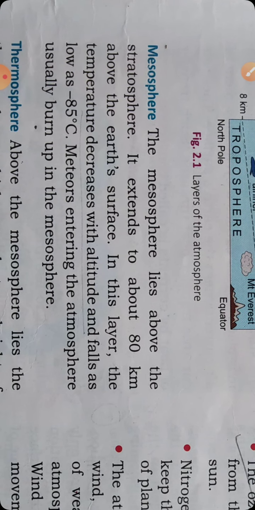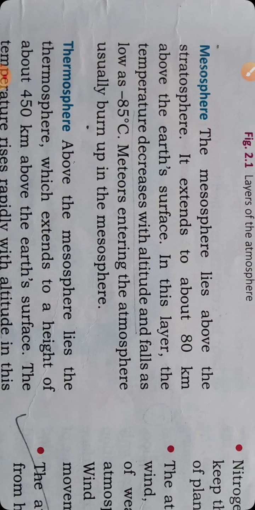Let us see now the mesosphere. The mesosphere lies above the stratosphere. It extends about 80 kilometers above the Earth's surface. In this layer, the temperature decreases with altitude and falls as low as minus 85 degrees Celsius. And meteors entering the atmosphere usually burn up in the mesosphere.